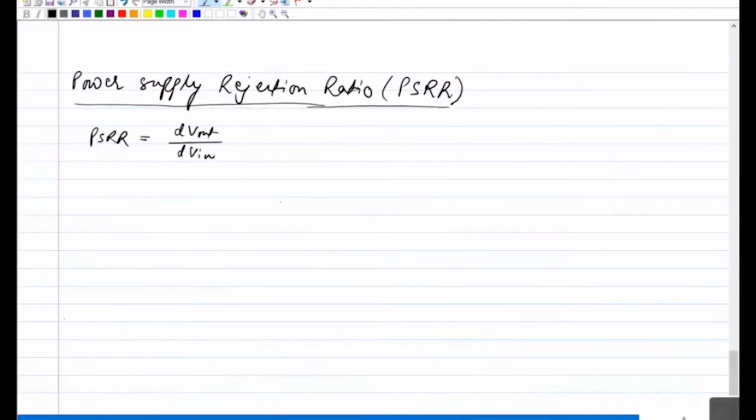So power supply rejection ratio we usually define as the change in output with respect to the change in V in, or VDD. And when we write the transfer function for PSRR, we usually write it as small signal V out over V in, or VDD.